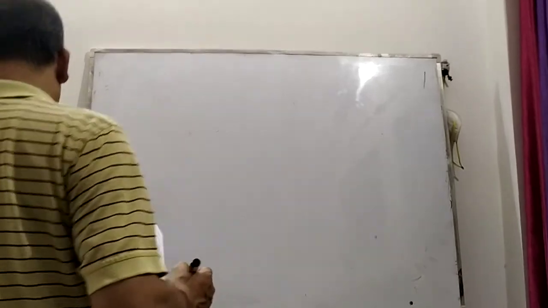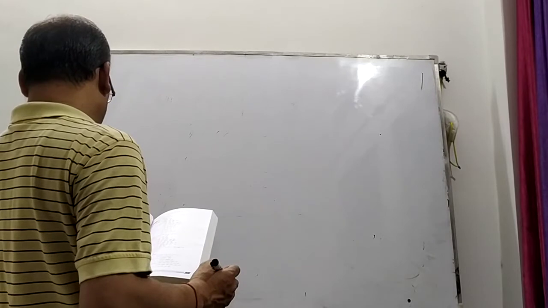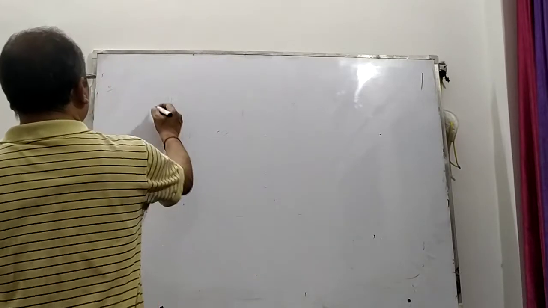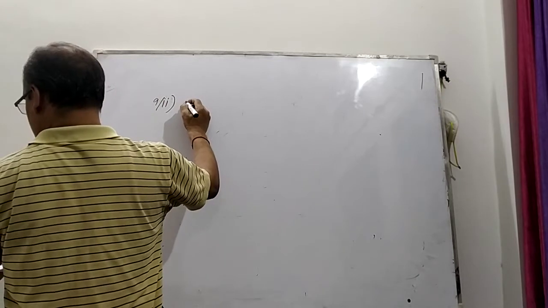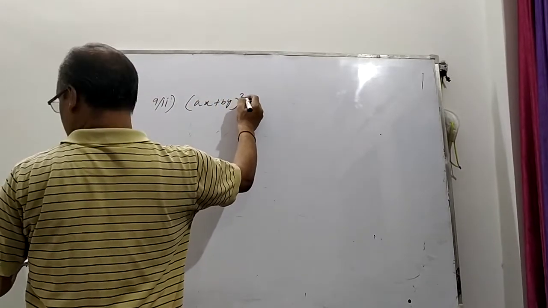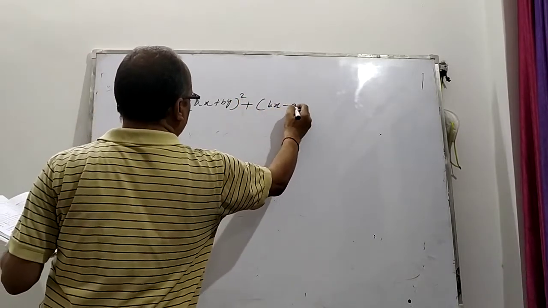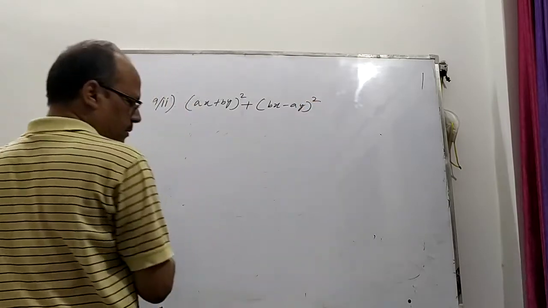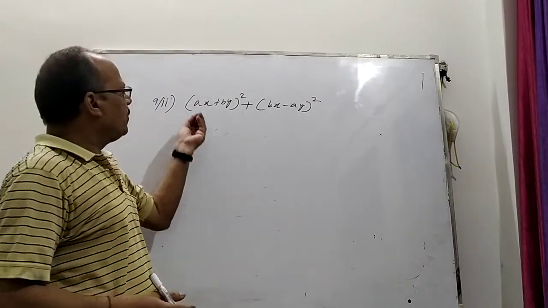Now see the ninth, second part. Here (ax + by)² + (bx − ay)². You will factorize it. So how will you factorize? First, expand it.